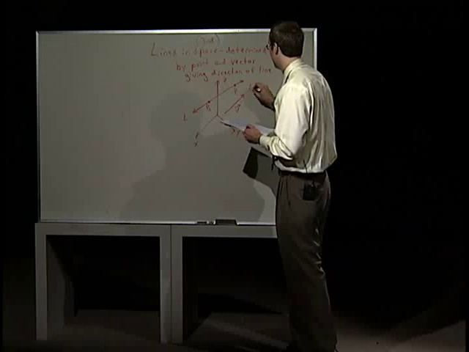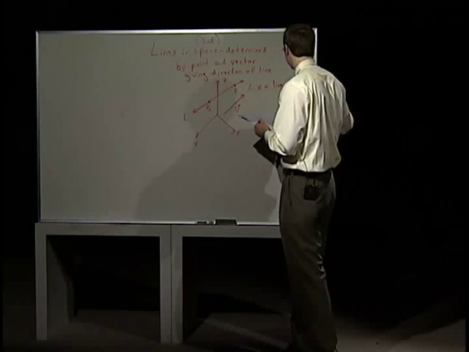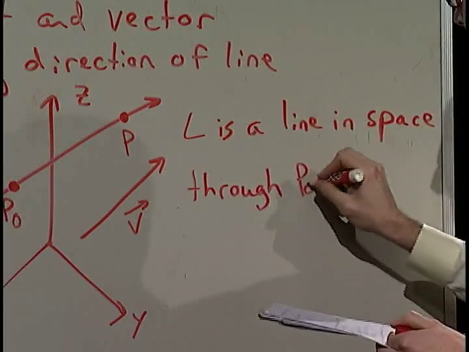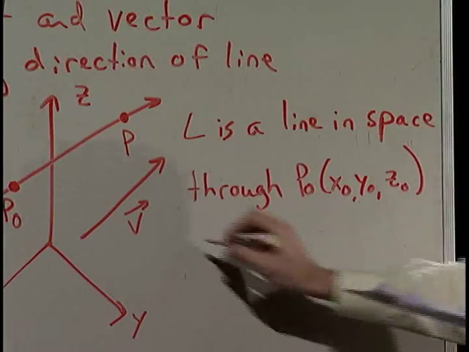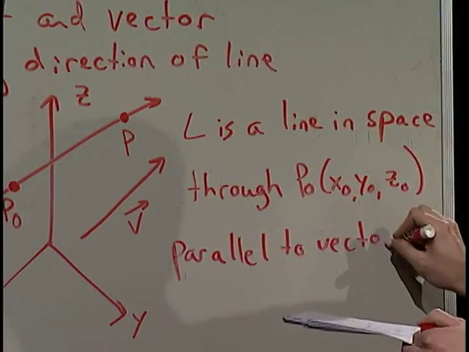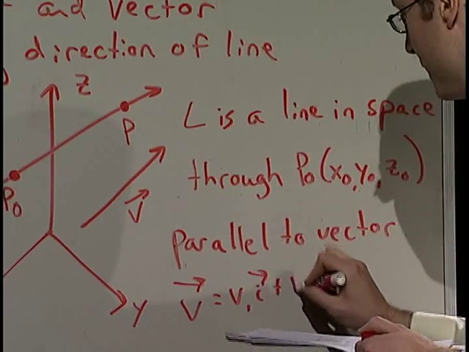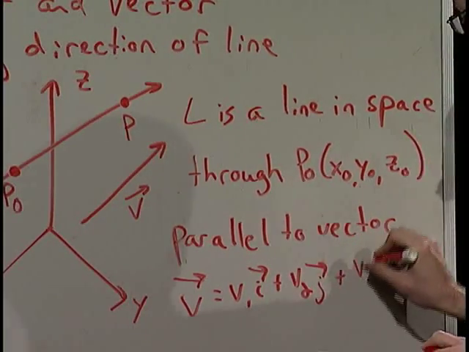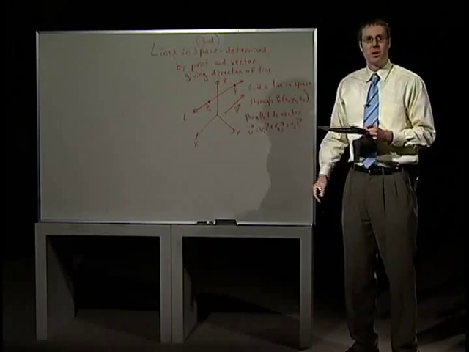Okay, so what's a line? L is a line in space, and the point we know is P0, which has coordinates x0, y0, and z0, and it runs parallel to some known vector v, which has components v1, v2, and v3. Okay, so there's your line in space.